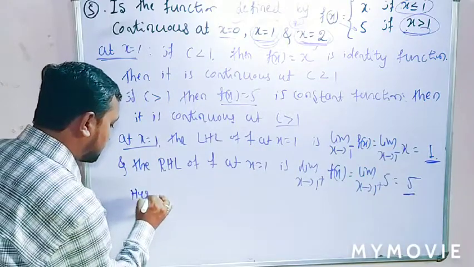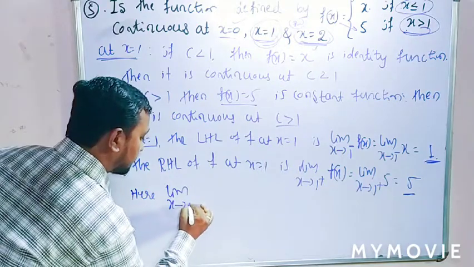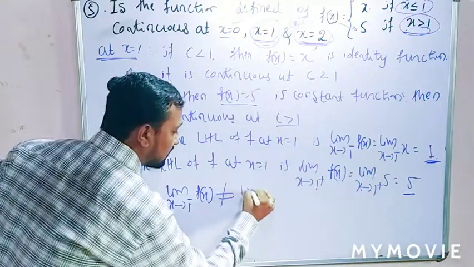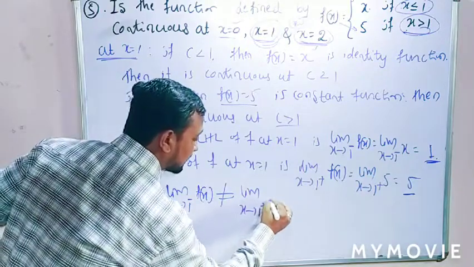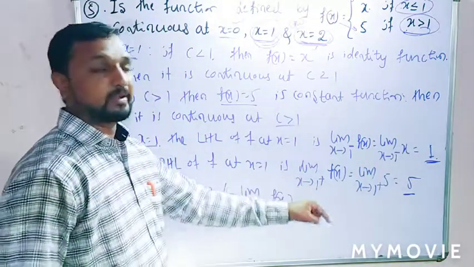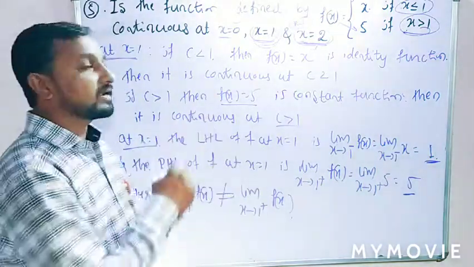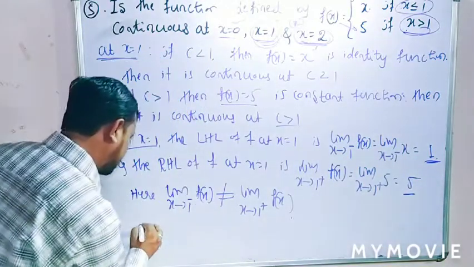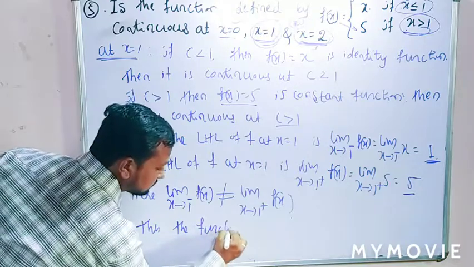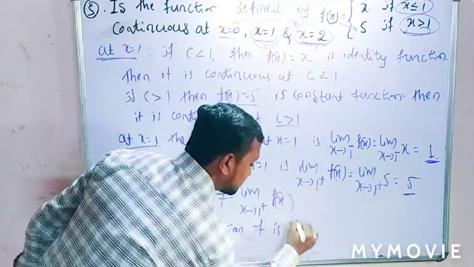Here the limit of x tends to 1 minus f of x, the LHL, is not equal to the limit of x tends to 1 plus f of x. So here the left hand limit is not equal to the right hand limit, then the function is not continuous at the point x equal to 1. Then the function f is not continuous, or discontinuous.